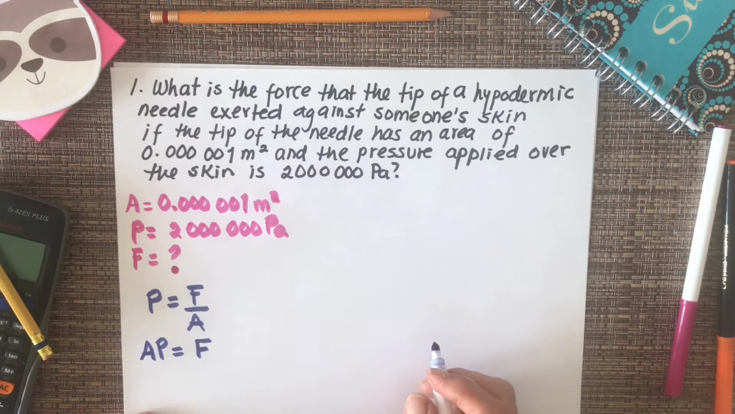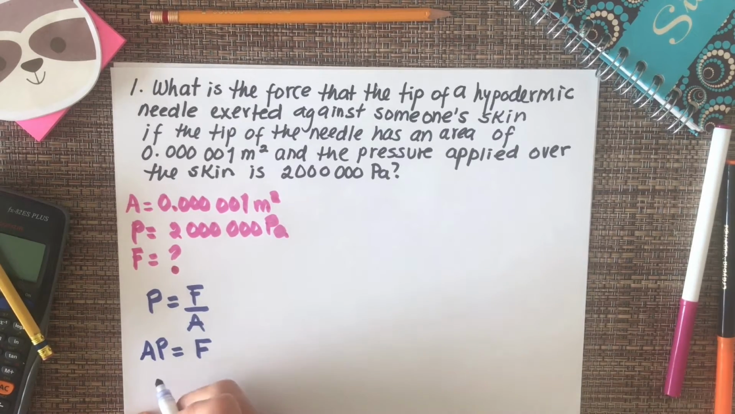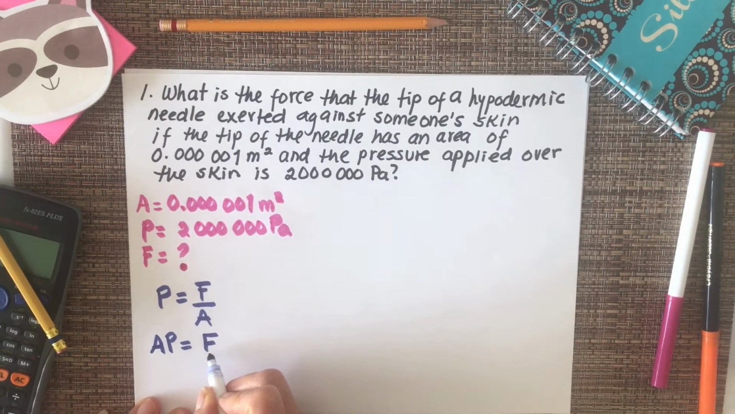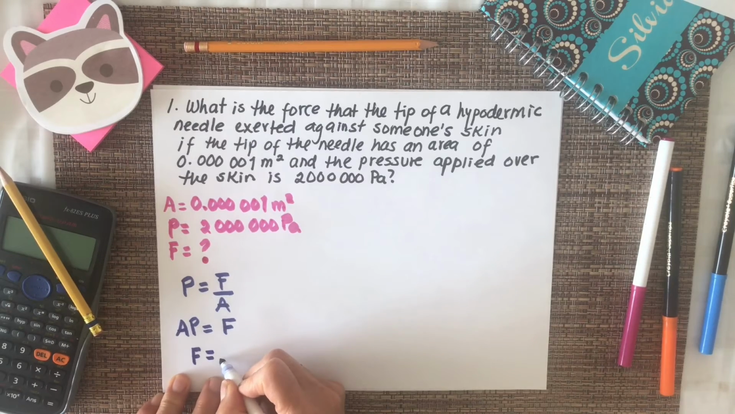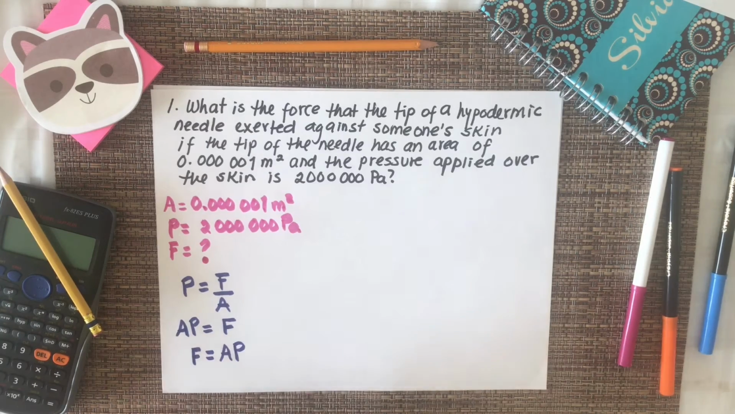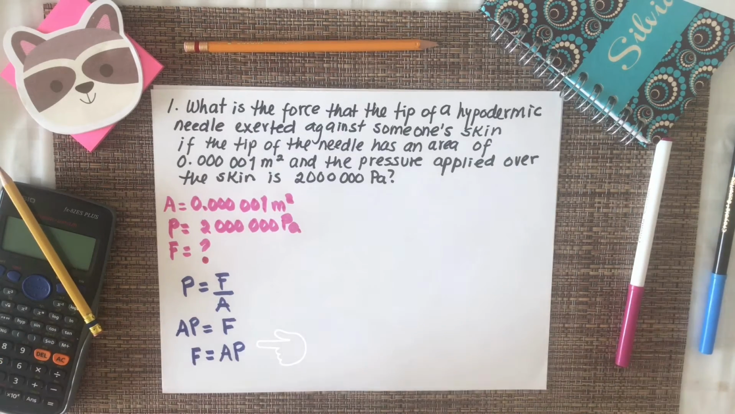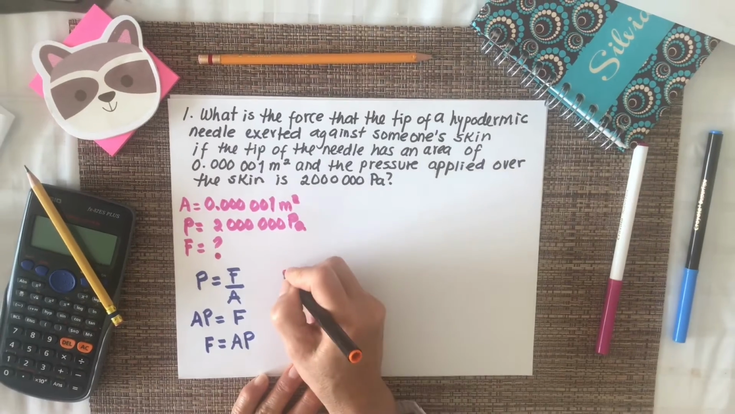The following step is to reorder the equation. We need to change the places and we need to write a correct equation. Force equals area times pressure. Now, substitution.